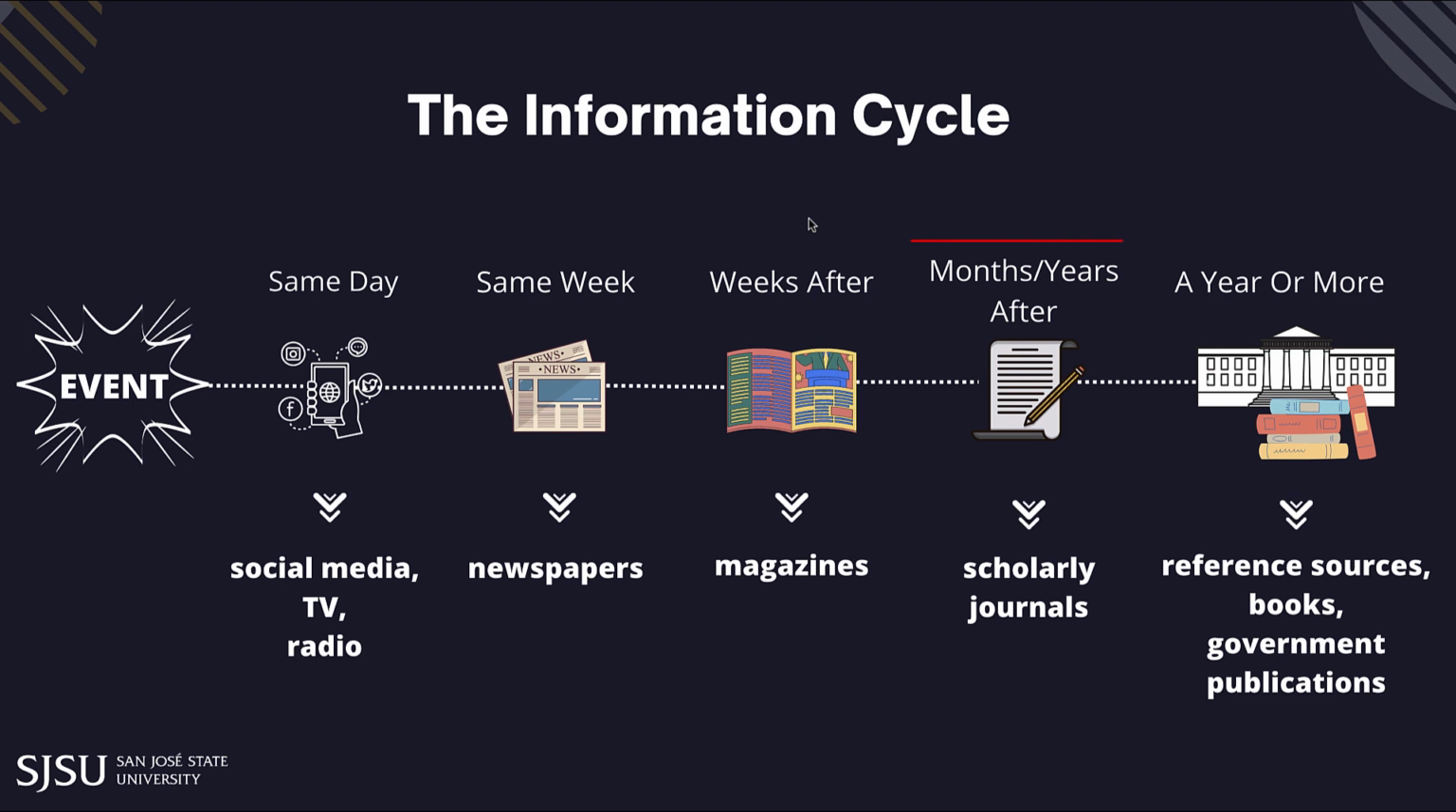In the fourth category, months and years after an event, scholarly articles are created. Here, scholars from many different academic disciplines and institutions will use frameworks and methodologies to really thoroughly analyze the event and write detailed, nuanced pieces. These articles are then peer-reviewed to ensure that the information in them is of a high quality.